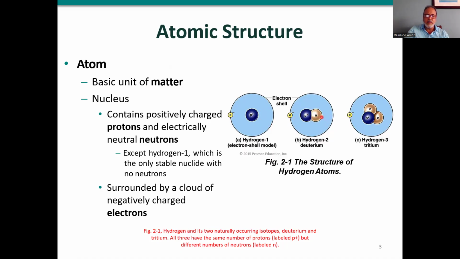Atoms of an element that have the same number of protons but a different number of neutrons, we refer to as isotopes. You do need to know the definition for isotopes. And remember that in the nucleus of an atom we can find protons and we can find neutrons. See that? Hydrogen-1 is the only stable nuclide with no neutrons. So let's continue.